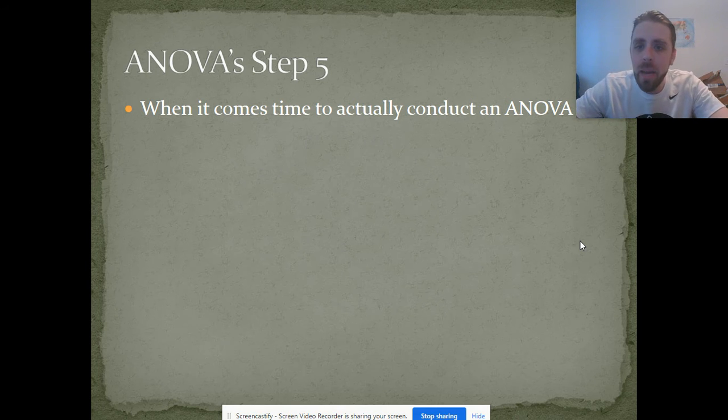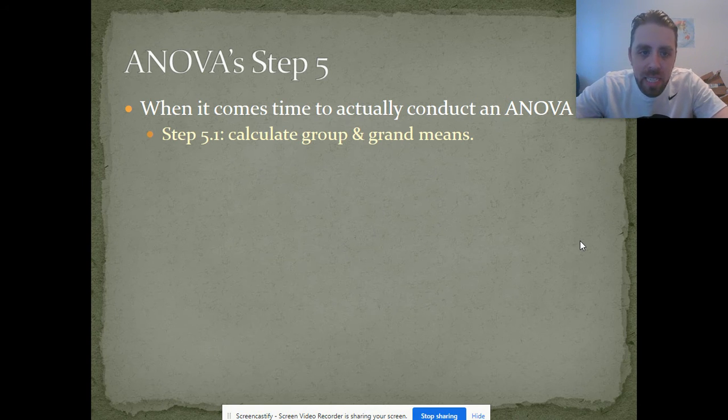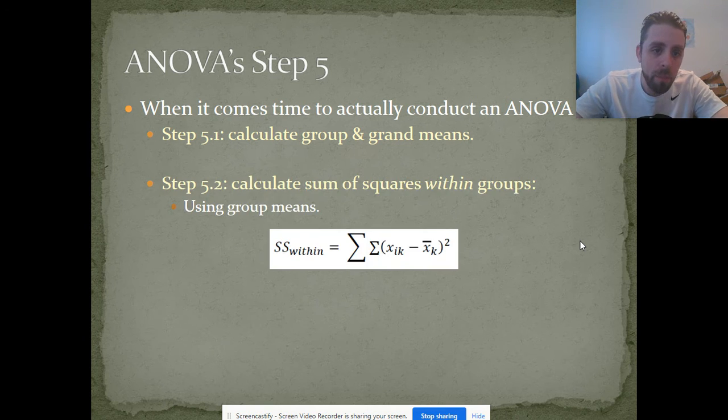So when it comes time to actually conduct an ANOVA, I suggest splitting step 5 into the following 7 steps. First, calculate those means. And you should already have that because that's part of stating what I know in step 1. If I have 3 groups, I need X bar 1, X bar 2, X bar 3, and X bar total. If I have 4 groups, fine, just throw an X bar 4 in there and make sure you have X bar total as well.